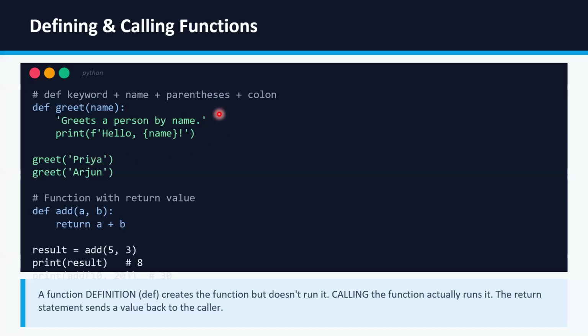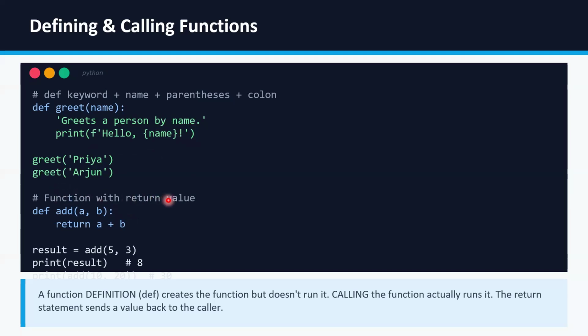This Priya will be assigned to name. This is called the parameter name. So print hello, comma, and for this variable name, Priya will be assigned. So what will be the output here? Hello, Priya. Greet is nothing but the function name. Greet Arjun, what will be the output? Hello, Arjun.